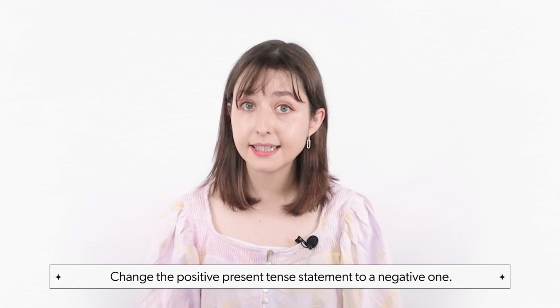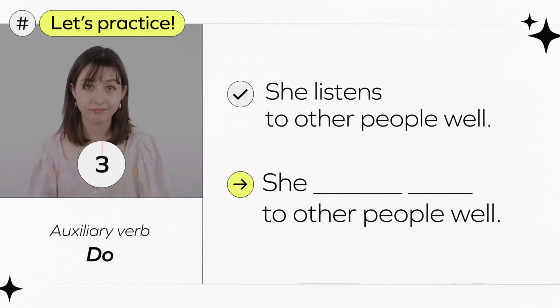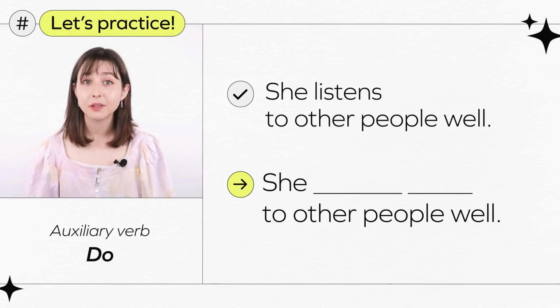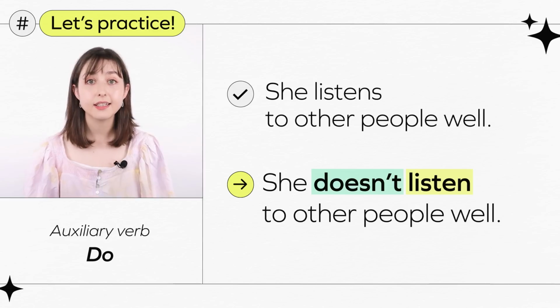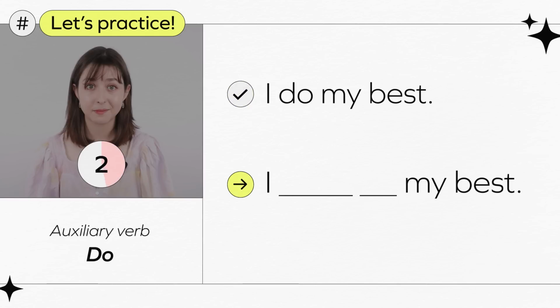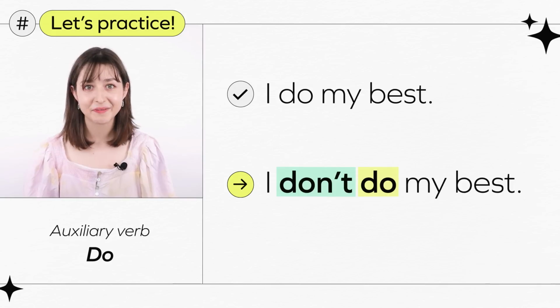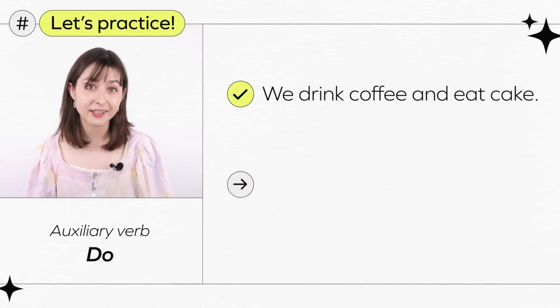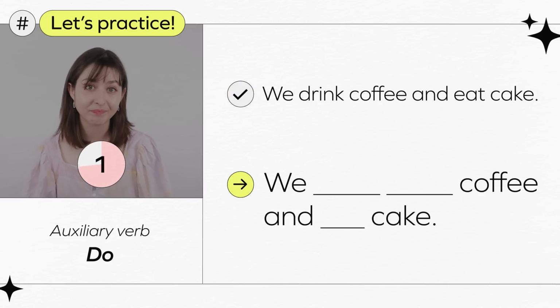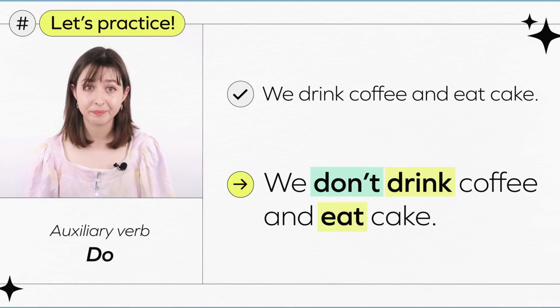Change the positive present tense statement to a negative one. She listens to other people well. Good. The verb listen cannot be listens because it comes after doesn't. She doesn't listen to other people well. I do my best. Great. I don't do my best. We drink coffee and eat cake. Perfect. We don't drink coffee and eat cake.